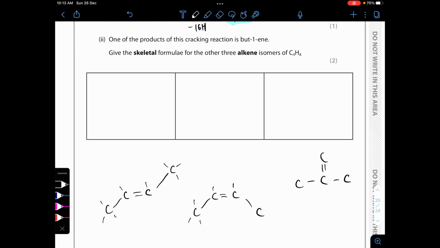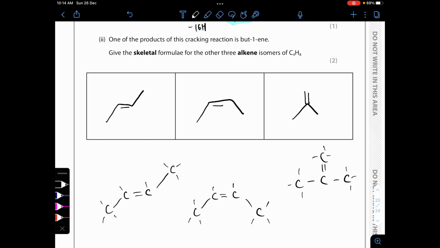Okay, so 4. And same thing here. These are all hydrogens. Okay, so now to convert them into skeletal, so that will be this, and then we have a small one here, and then we have the double bond down here, and then we have a double bond here. Okay, pretty straightforward. So those are our 2 marks.